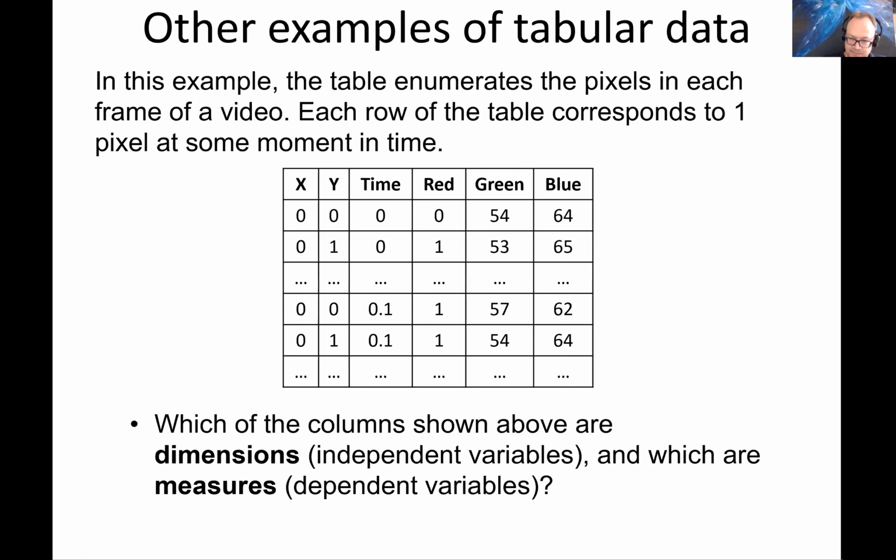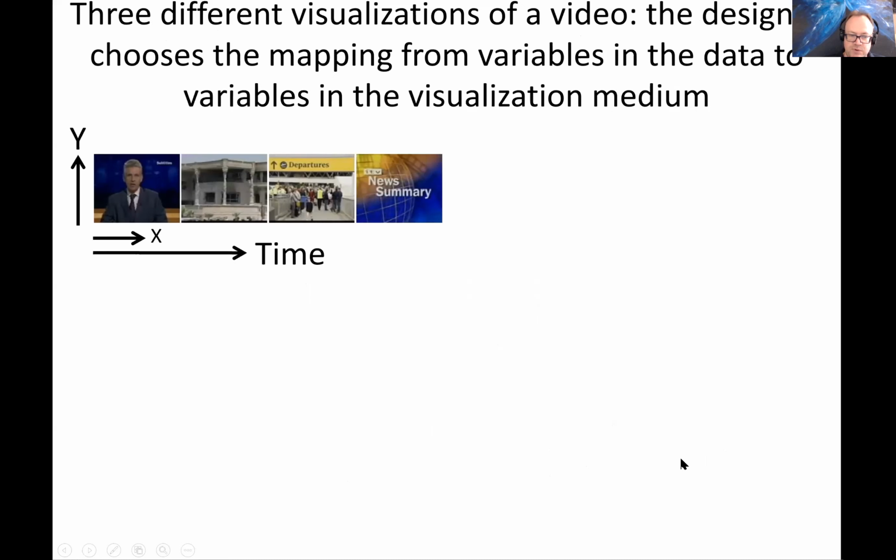So in this example, my dimensions are X and Y and time, because once I choose an X, a Y, and a time, I uniquely identify some row and I can look up the red, green, blue. So red, green, blue are measures. They are a function of X, Y, and time. And it's up to us as a designer to choose how we want to visualize this data. So one way we could visualize it is like this, a sequence of frames.